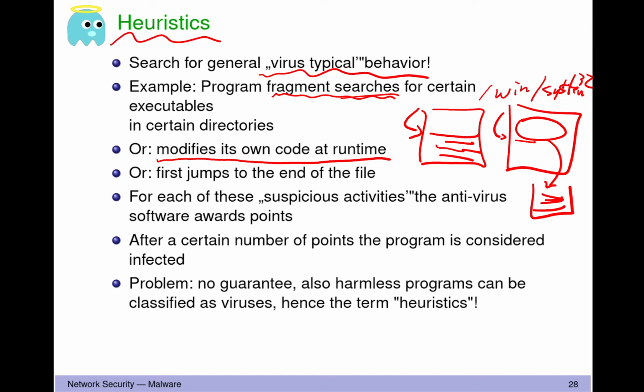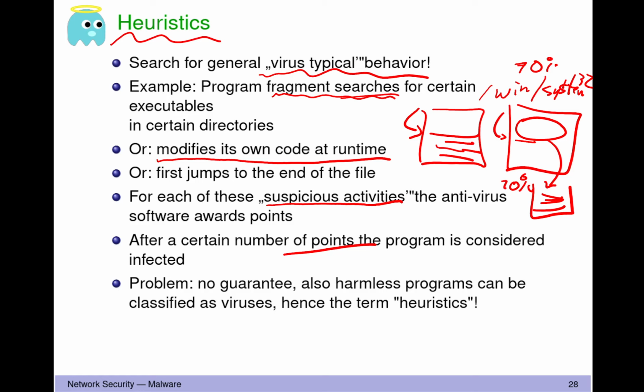So you could accumulate this kind of suspicious activities. So it might be that this is 20% suspicious, but combined with this it is 70% suspicious. So you accumulate maliciousness points, and after a certain number of points, the program is considered as infected and malicious.